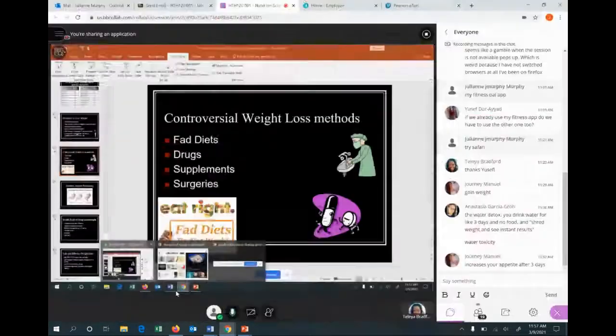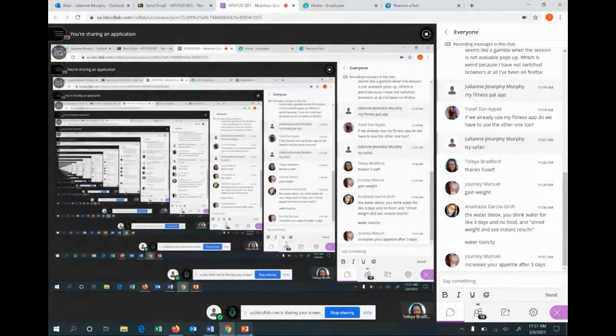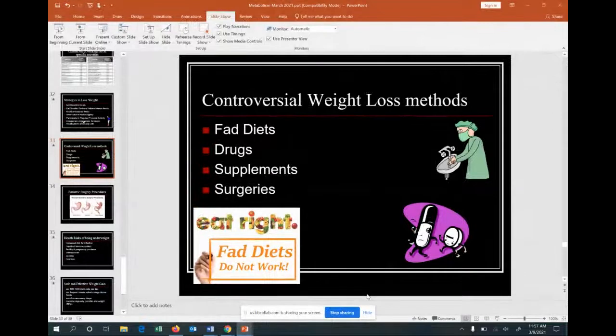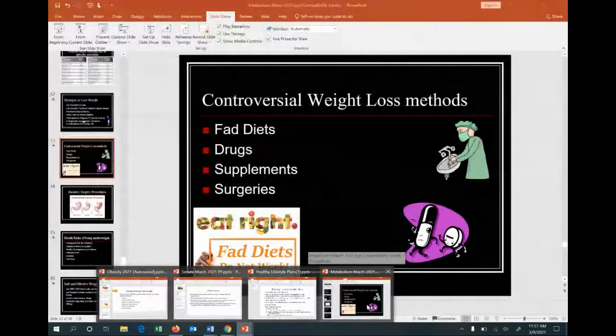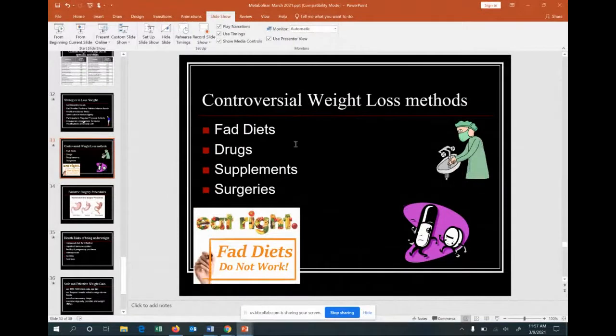And I say temporarily because typically you're going to gain that weight back. I think it was Journey that says, what did Journey say in the chat room here? Increases your weight after 3 days. Increases your appetite. Well, certainly going on these fad diets, if you're cutting a ton of calories, according to the caloric balance theory, you would probably lose weight. But it's not sustainable. And once you start eating your normal or older habits again, you're going to gain the weight back. And with that water diet, for sure, you're going to slow down your BMR.